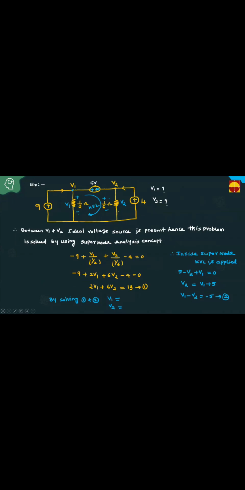Just a minute. Yes, that is a plus minus. Please correct it. If you do the plus minus, then what can you get? Just a minute. This is minus 5. Minus V2 plus, that is V1 minus V2 equal to 5. V1 minus V2 equal to 5.